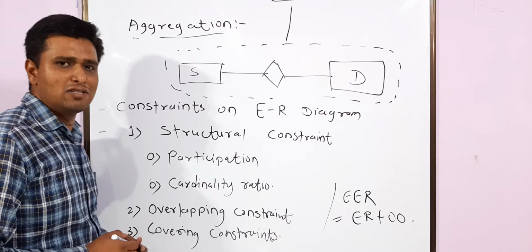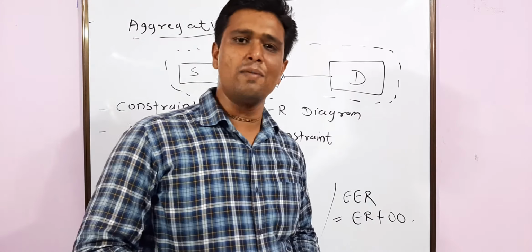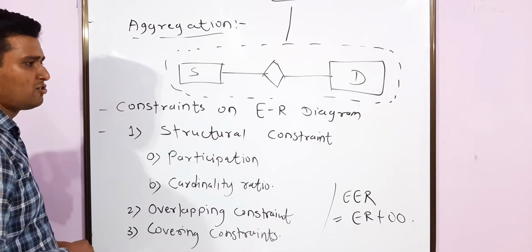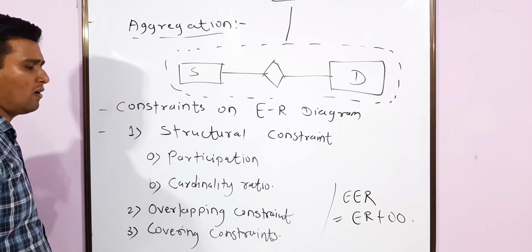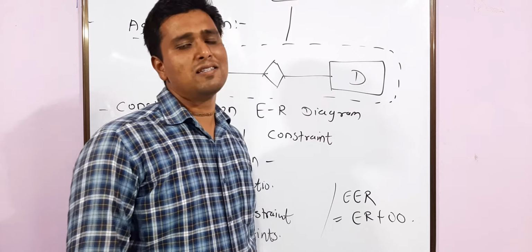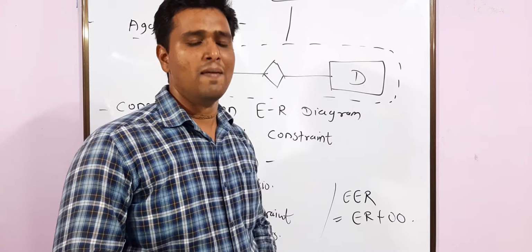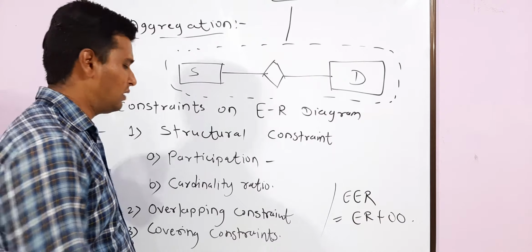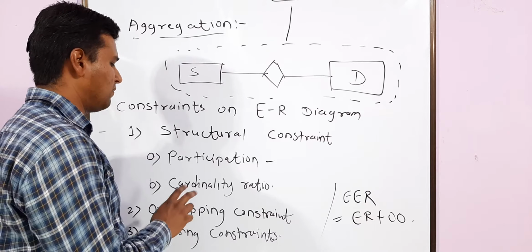Now we will study the different constraints on ER diagram. There are three constraints on ER diagram. The first constraint is called structural constraint. It consists of participation, and participation has two types: total participation and partial participation. We will study this in the video. And then the cardinality ratio.